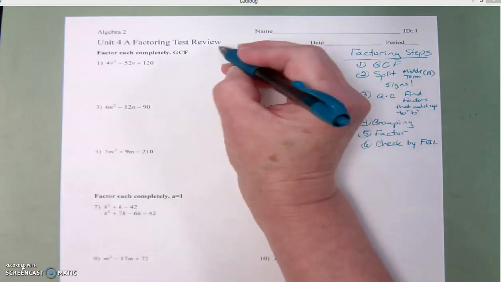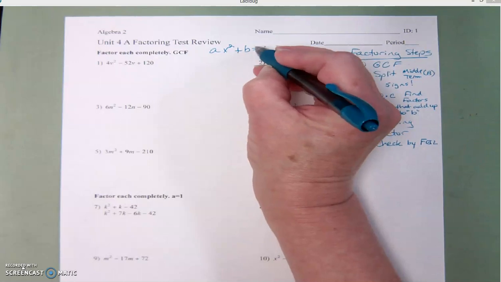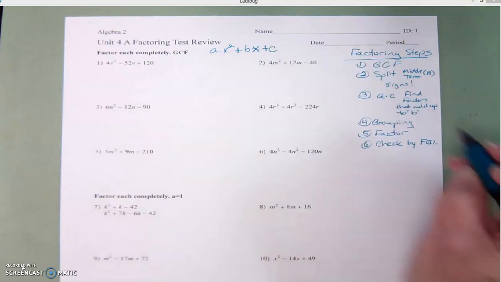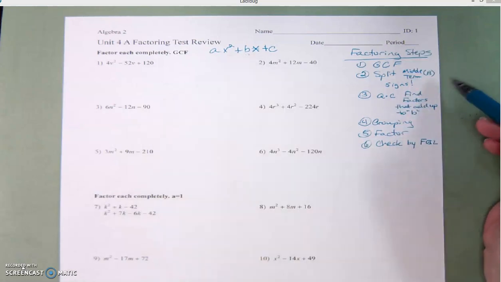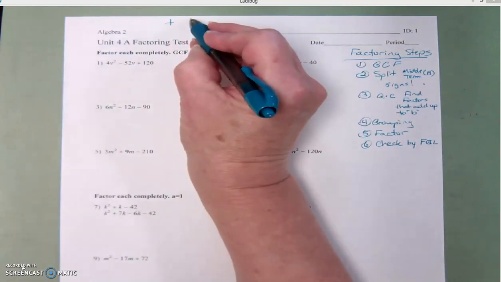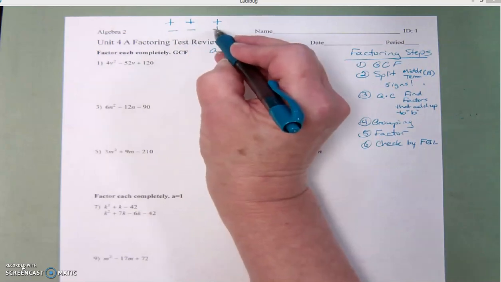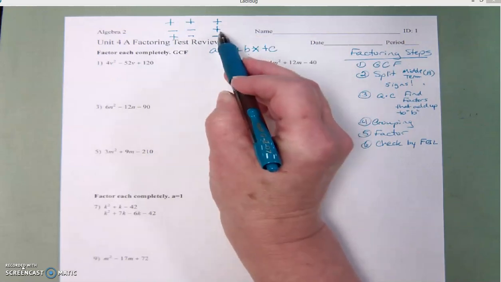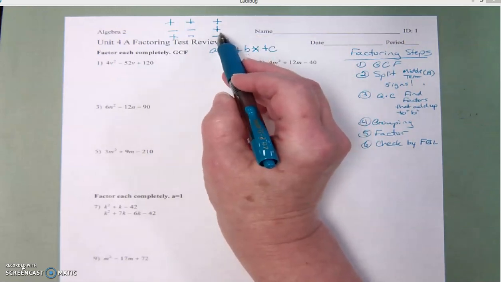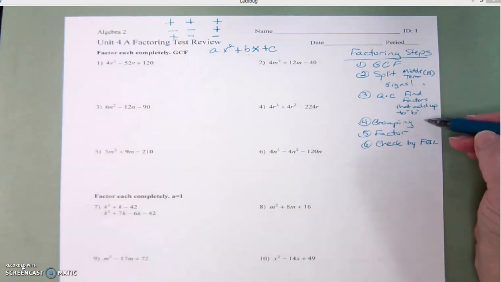Remember, with the trinomial, you have ax squared plus bx plus c. So you want to split that middle term. You need to be careful of your signs. So remember, a positive times a positive gives you a positive, a negative times a negative gives you a positive, and a positive times a negative gives you a negative. You need to look at your last term and your middle term to see which signs we're going to use. We'll go over that as we go over the problems.